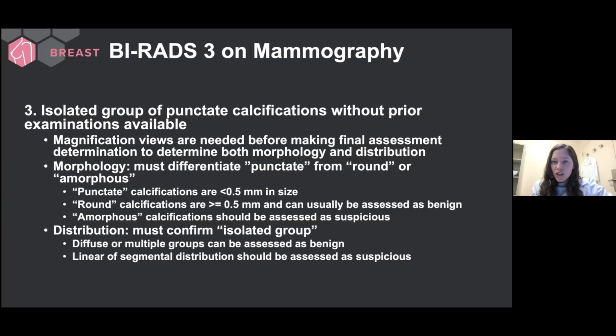We also want to make sure we're evaluating really carefully the distribution of the calcifications and making sure that the finding we're giving a BI-RADS 3 is really an isolated group. If they are in a diffuse pattern or there are multiple groups all over the breast, then we can assess those calcifications as benign. If they are in a linear or a segmental distribution, then we want to assess them as suspicious and biopsy.